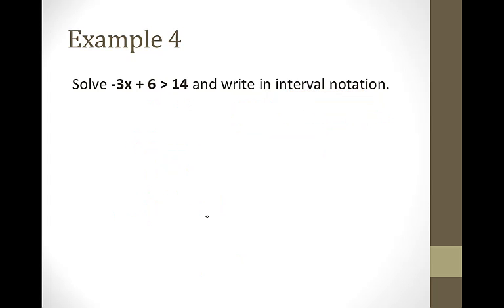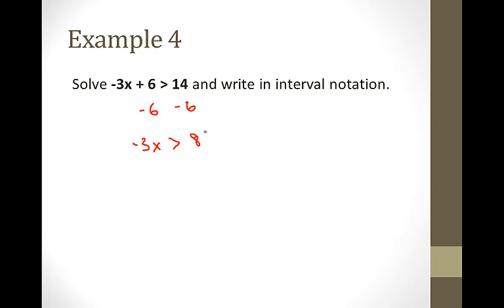Okay, how about this one? Example 4. Solve negative 3x plus 6 is greater than 14 and write in interval notation. So let's subtract 6 from both sides. So negative 3x. Do I flip the inequality sign here? No. I subtracted 6 from both sides. I didn't multiply or divide by a negative number. So bring it down as greater than 8.